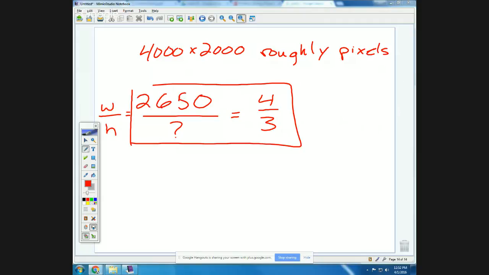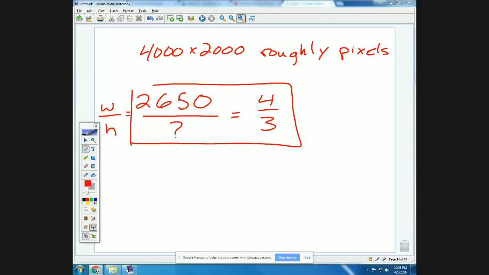2650. 2,000 times... Hmm. 2650 divided by 4,000, no, right? No, it's 4 to 3. We're doing this rectangle right here. Solve that proportion. Oh man, I don't know what I'm doing. Yeah. This is extraneous information at the top. So I got 1,987.5. I will confirm that in just a sec.